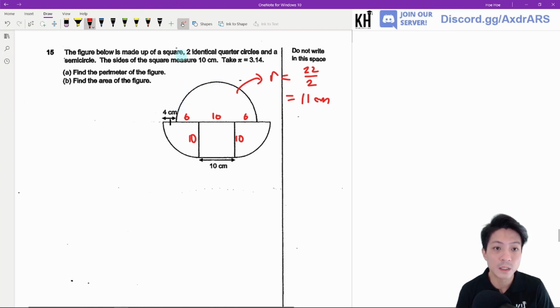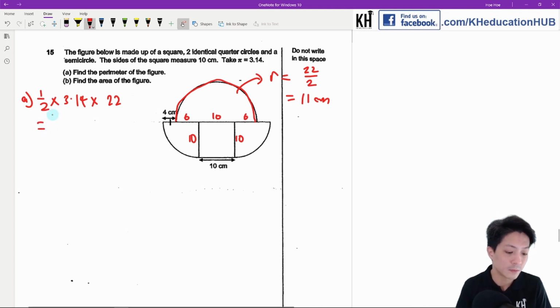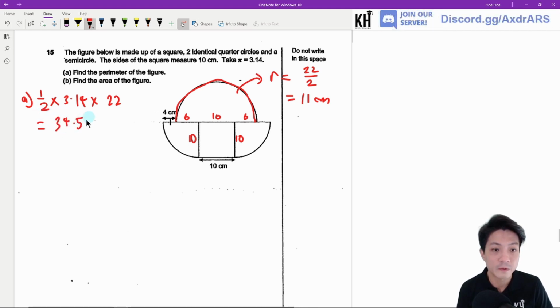So I'm going to find this part first, which is half times pi times the diameter, which is 22. This is going to give me 34.54.